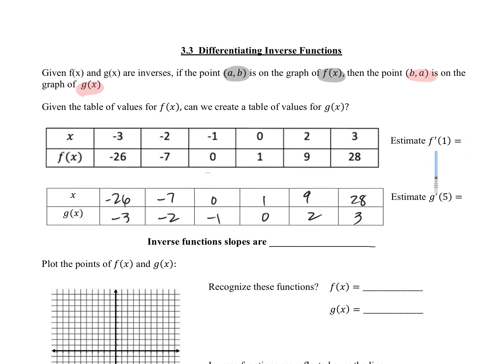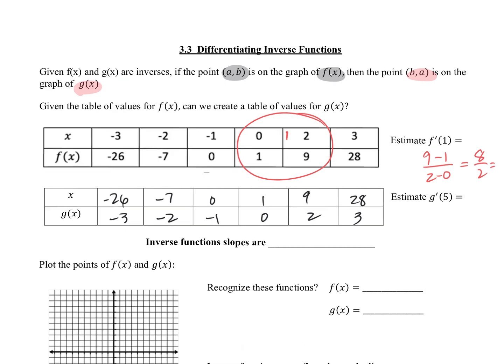Then what if I said, hey, estimate the slope when x is 1? We've done this before. How do we find the slope there? Estimate that slope when x is 1. Sorry, when x is 1, that doesn't go between 2 and 3. You said, okay, I'm going to use those points on either side. And you're saying (9 minus 1) over (2 minus 0). What are we saying that slope would be? 4. 9 minus 1 is 8, divided by 2 is 4.